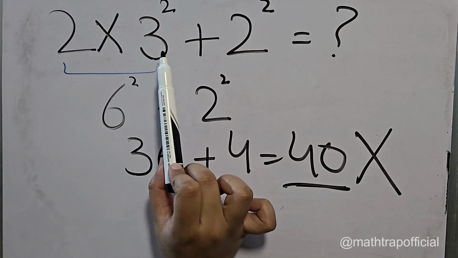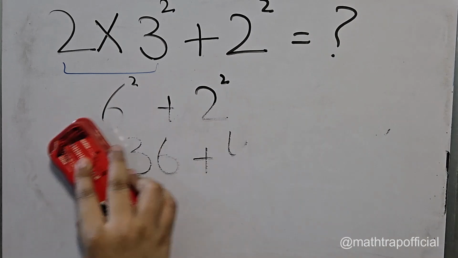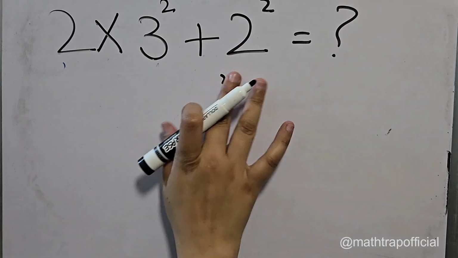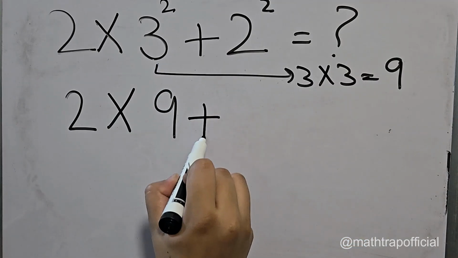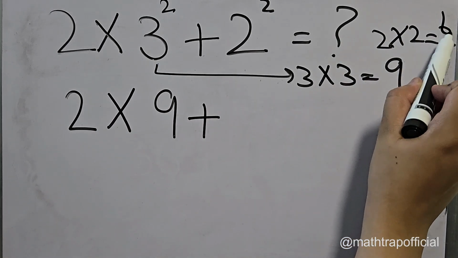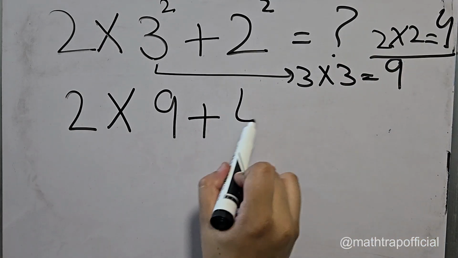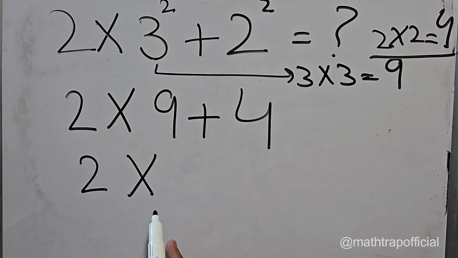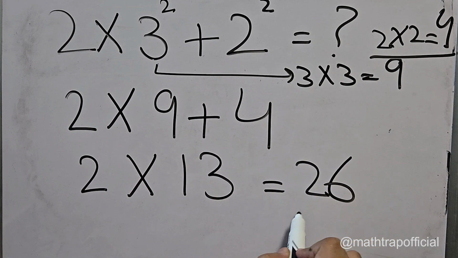The power of 2 is only on the 3. It is not combined with the 2. You have to first solve the exponent, which is 3 multiplied by 3, which comes to 9, and then 2 power of 2 means 2 multiplied by 2, which is 4. So 2 multiplied by 9 plus 4. This is our equation. So 9 plus 4 comes to 13, and 2 multiplied by 13 comes to 26. So 26 is also a wrong answer.